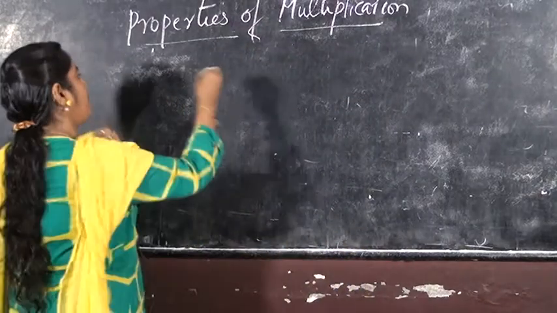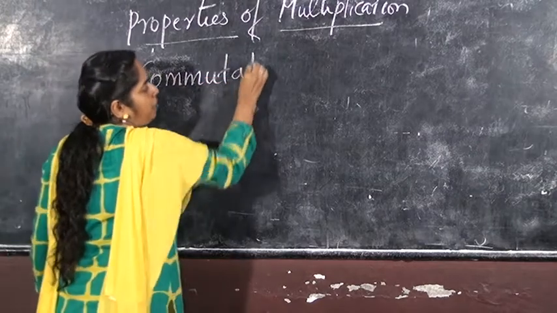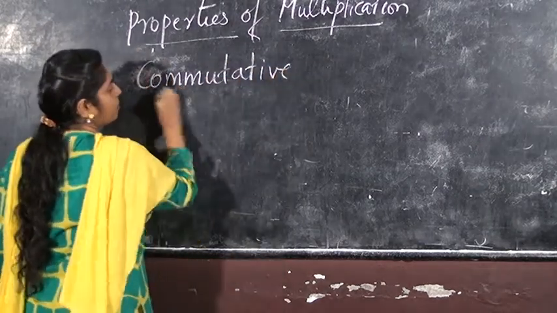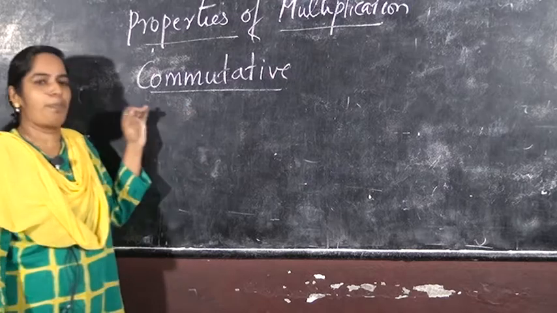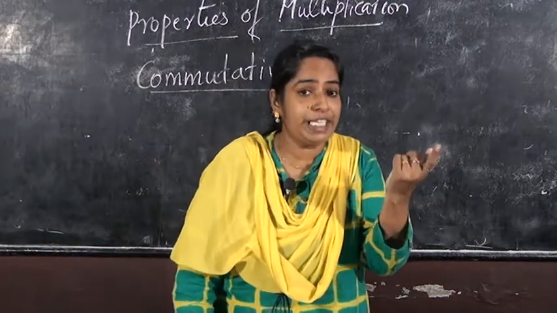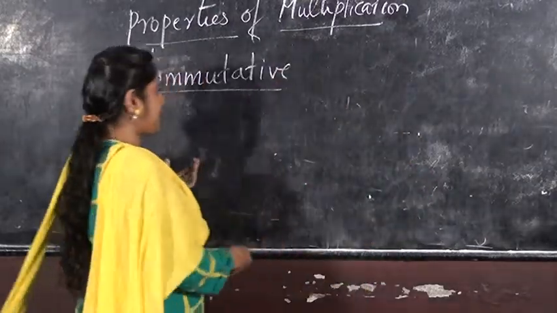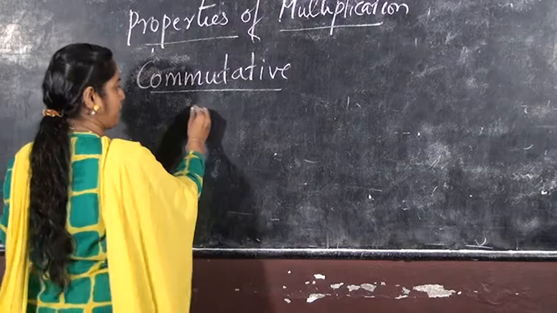Commutative property. Okay, commutative property. This also we studied. What is commutative property? We studied in addition, a plus b is equal to b plus a. So here we can check that this condition is satisfied in multiplication.